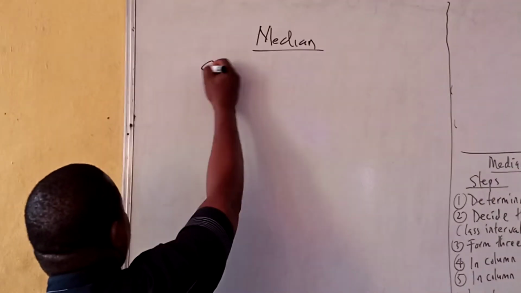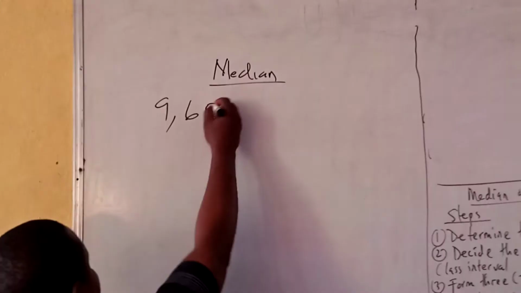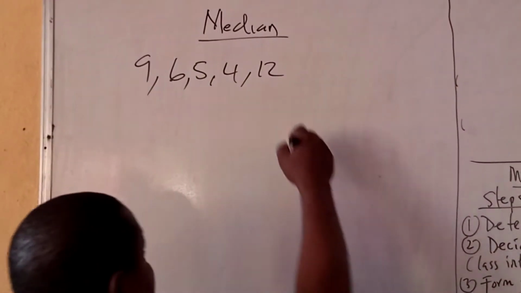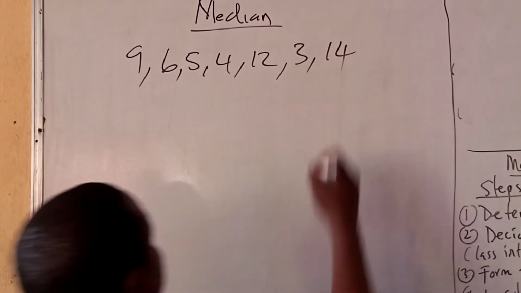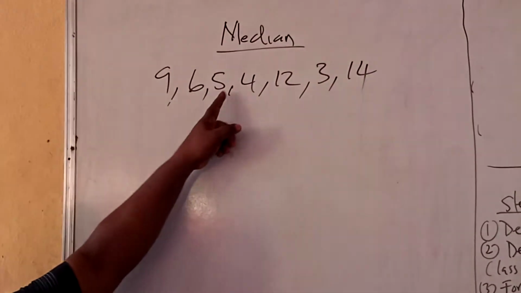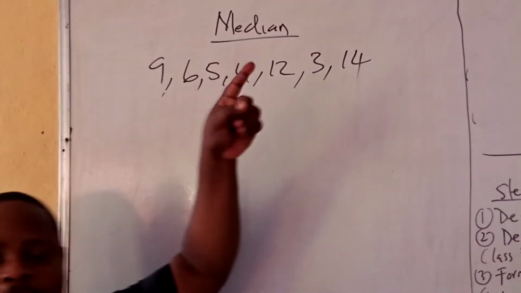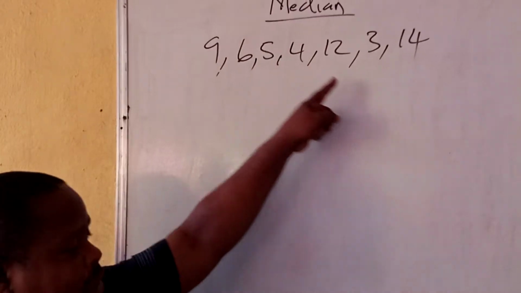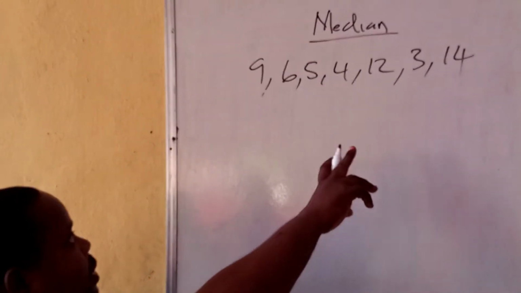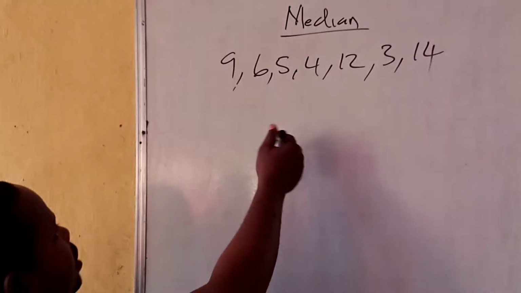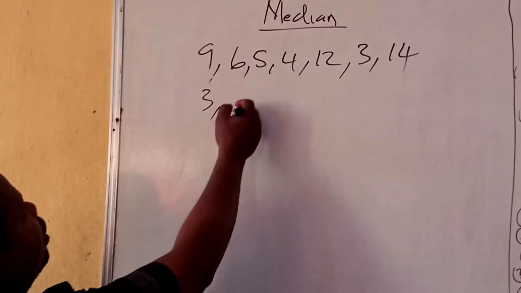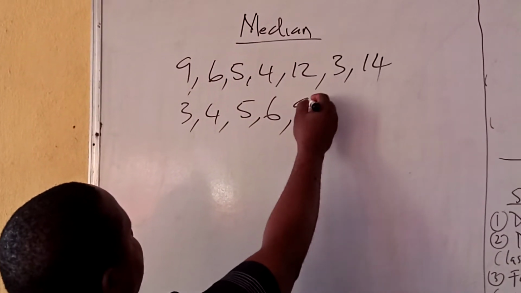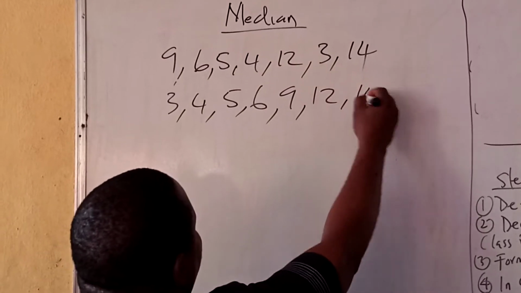Let's consider these scores: 9, 6, 5, 4, 12, 3, and 14. Now look at the scores: 1, 2, 3, 4, 5, 6, 7. Here there are 7 scores, and 7 is an odd number. So the first thing you need to do when you have a set of distribution like this is to reorder it. Start with the lowest score, 3, then you have 4, 5, 6, 9, 12, and 14.